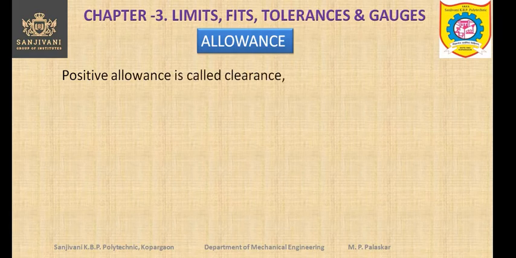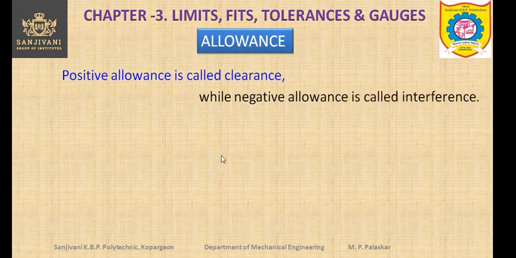Positive allowance is called clearance. When the allowance is positive, we say there is a clearance. That means the shaft can easily enter inside the hole. There is some clearance, and the clearance is called the positive allowance. Negative allowance is called interference. When the allowance is negative, there is interference. The shaft cannot enter inside the hole easily because the shaft diameter is slightly larger than the hole diameter. That type of allowance is called negative allowance, and that is also called interference.